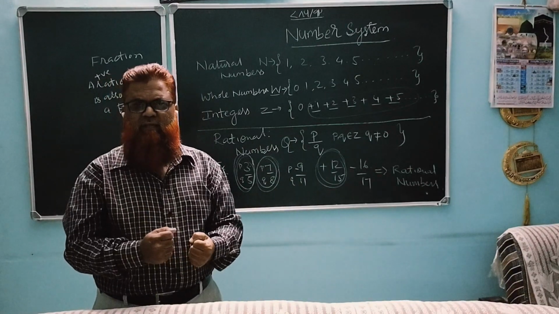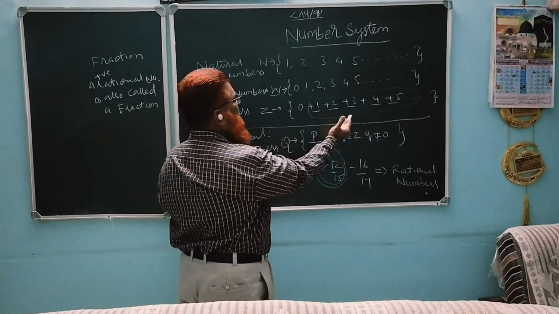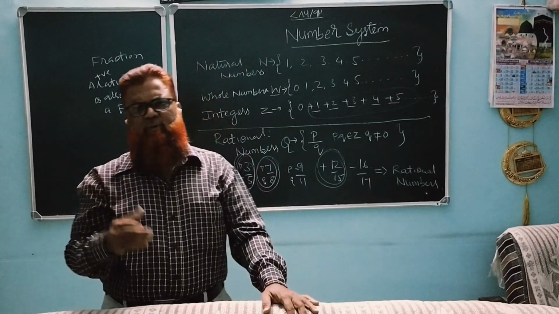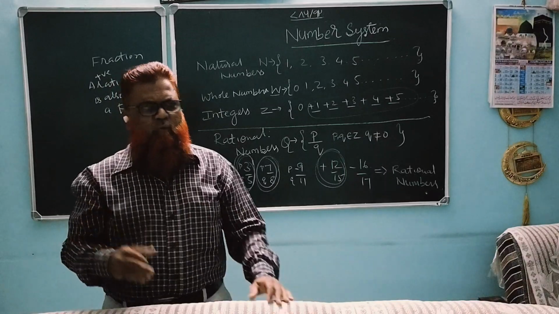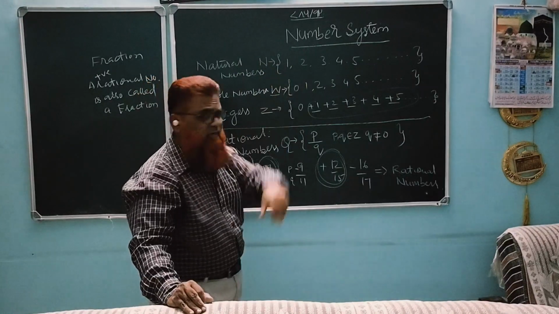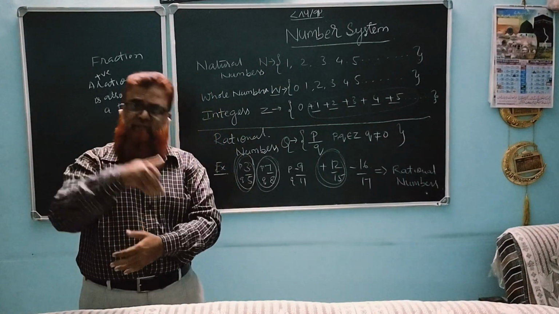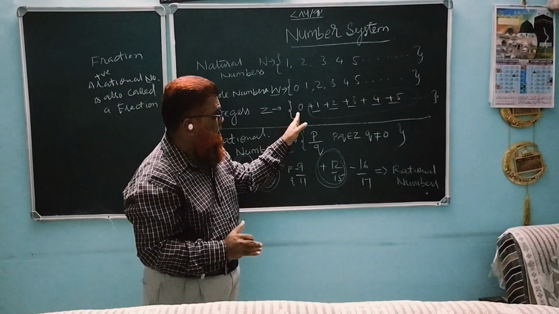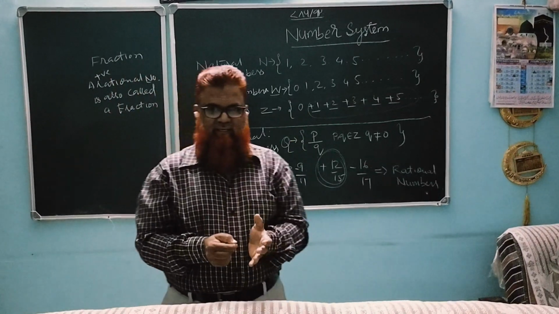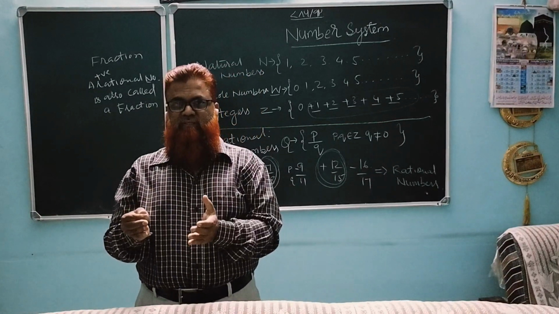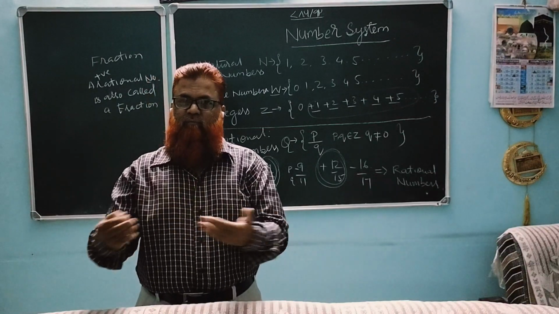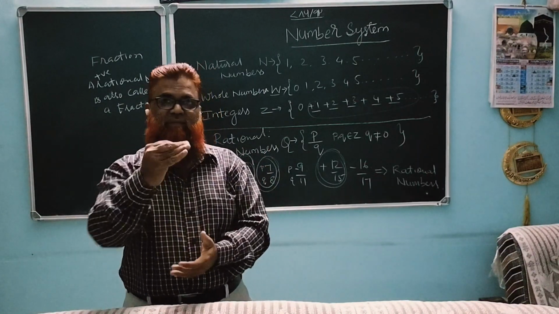Why the need? We could have written it directly: Z, 0 plus 1, minus 1, plus 2, minus 2, plus 3, minus 3. Why have we gone through all these processes? First the natural numbers without 0, then whole numbers with 0, then integers, all positive and negative. Because in mathematics, in our learning process, as the need is felt, it is introduced.